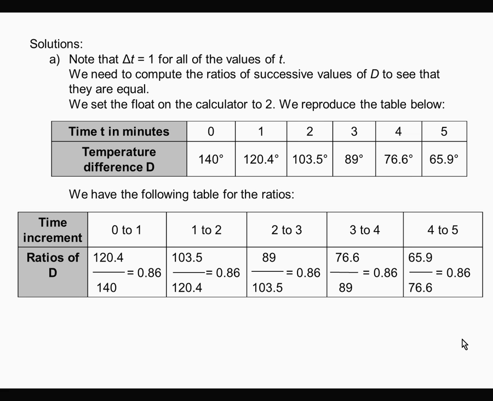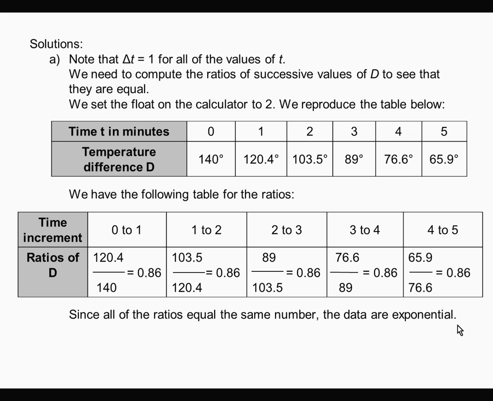So we verified that all of the ratios of consecutive D values are the same number. That means the data are exponential, exactly exponential. Remember, this is just out to two places, though. So we've determined that the data are, in fact, exponential.